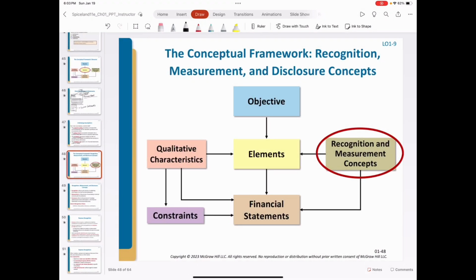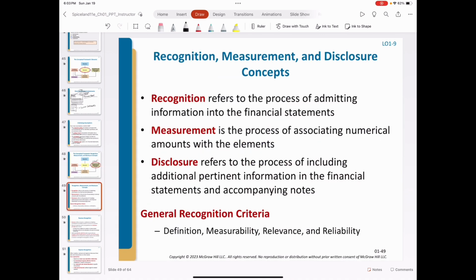The next topic in the conceptual framework is measurement. As I said, this is to answer how methodologies. It includes three parts. One is recognition, which refers to the process of admitting information into the financial statements. So recognition includes revenue, expense, assets, liabilities, recognition.